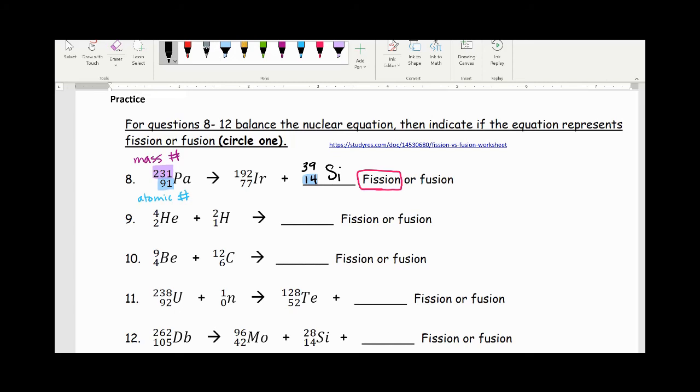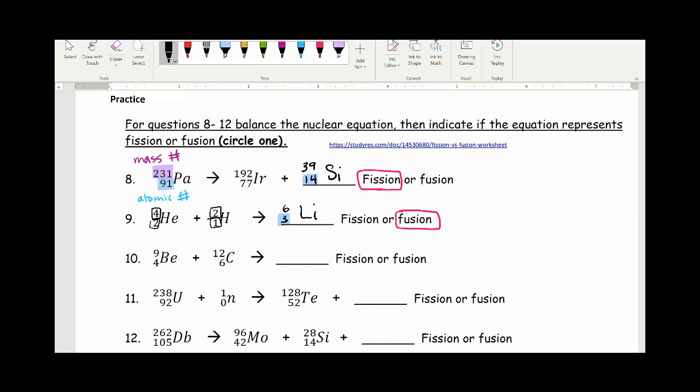All right, so now let's go ahead and do the next one. So here we have helium and hydrogen, and they're coming together to form just one new nucleus. And so this is going to be a fusion process where they're coming together. And so here what we're going to be doing is adding everything up. So 4 plus 2, that gets us 6 for the mass number. 2 plus 1 gets us 3 for the atomic number. If we use the atomic number to identify, lithium has an atomic number of 3, so that will be the new nucleus that's created by this fusion process.